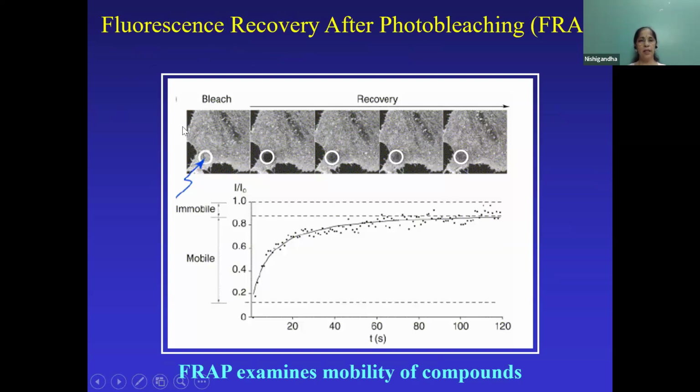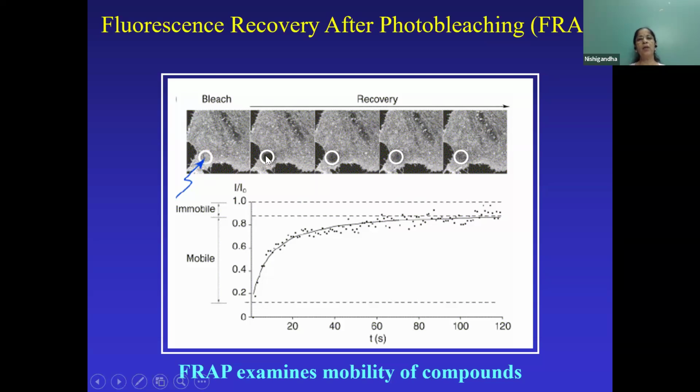In this case, cells which are fluorescently tagged are exposed to a laser. The laser is parked at one position. What I mean by parking is not scanning to take images, but it is fixed for a few seconds at one position. So this area is totally quenched, and what you get is something like this.